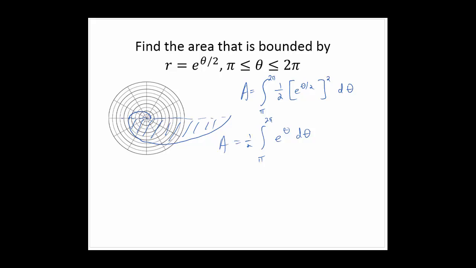And the antiderivative of e to the theta is e to the theta. So that would be 1/2, and we'd have e to the theta from pi to 2 pi. And so then the area would be 1/2 of e to the 2 pi minus e to the pi. And we could approximate that area if we want.